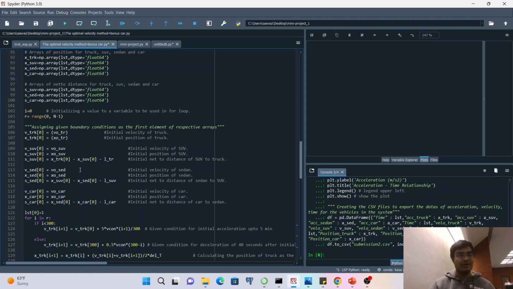What do we mean by netto distance? It is the distance between the preceding vehicle and the following vehicle. From the conceptual model we can find it. The same goes for the sedan and the car.